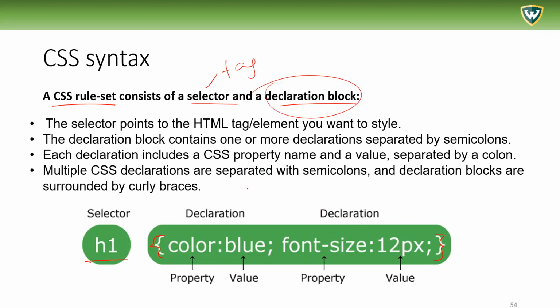Within the brackets, we're going to have property and value, property and value. Property is sometimes called attribute, so attribute and value pairs. Notice that attribute and value pairs are separated by a colon, and each pair is separated by a semicolon. Multiple CSS declarations are separated with semicolons, and declaration blocks are surrounded by curly braces. After this one, you can start a new one with another selector for paragraph and so on.